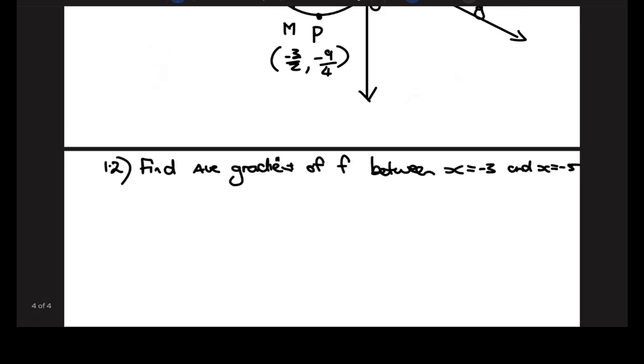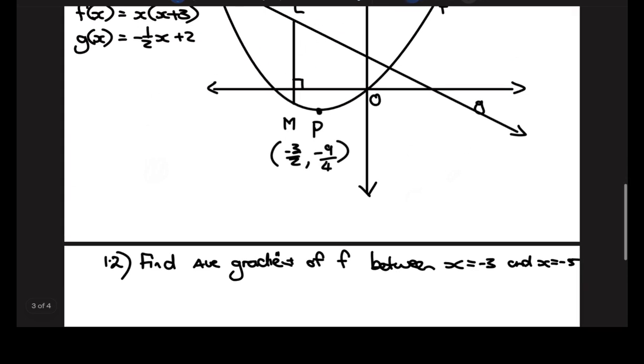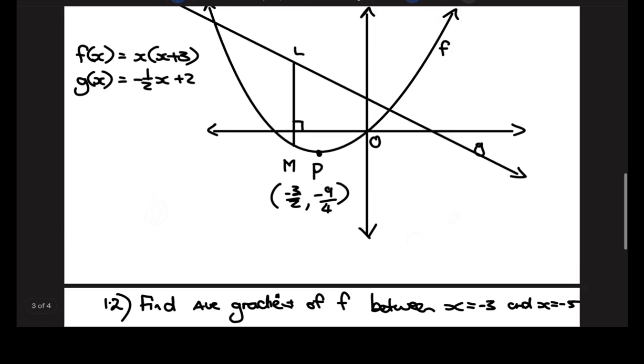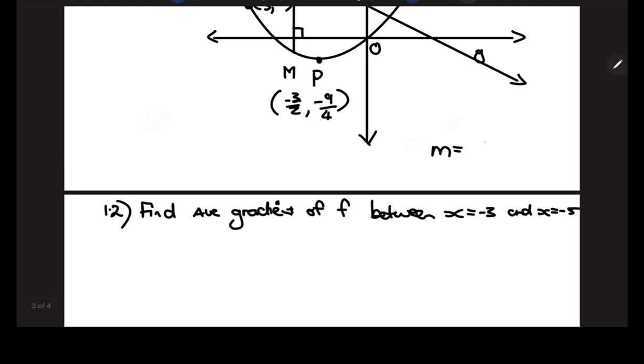So now we're going to find, this is question 1.2, it says find the average gradient of f between points x equals minus 3 and x equals minus 5. So what it means is somewhere on my function, I've got an x coordinate of minus 5, and I've got an x coordinate of minus 3, and I need to find the average gradient between those points. But can you remember that I can only work out a gradient if I've got two y's and two x's, delta y over delta x. So the difference between my two y's over the difference between my two x's. But I've only got one.